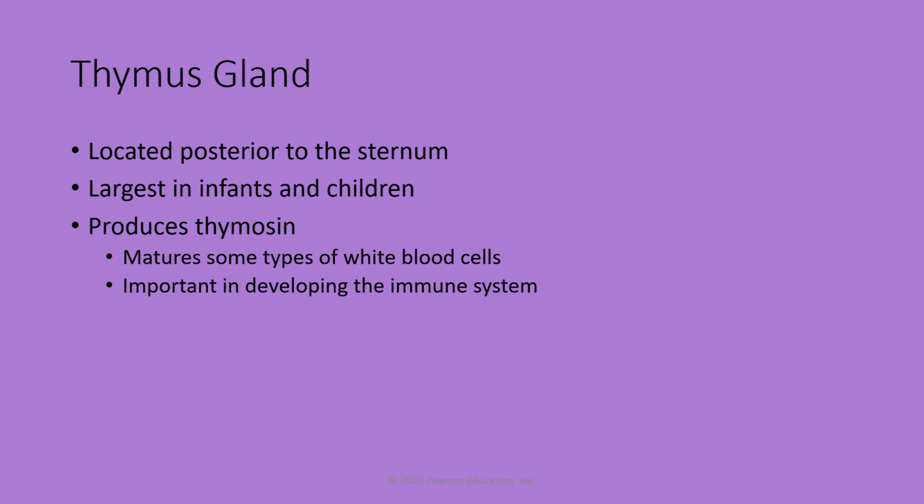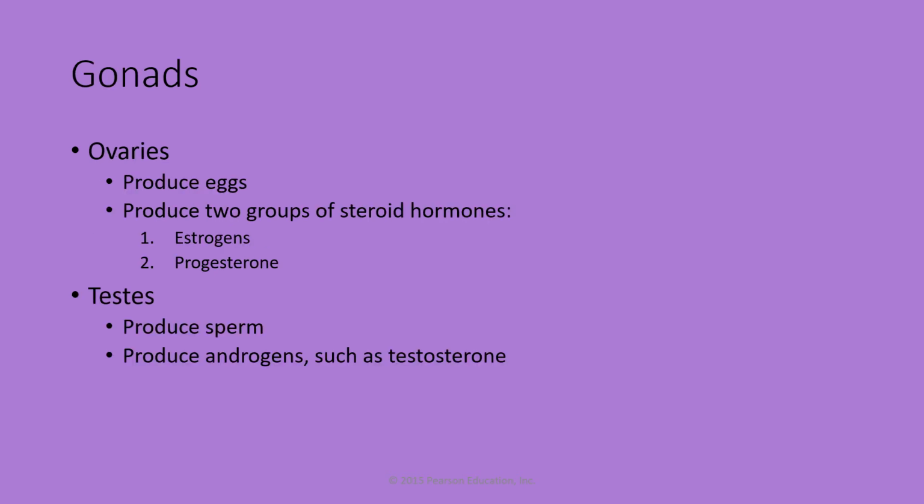The thymus gland is located posterior to the sternum. It is largest in infants and children, and then it tends to get smaller, kind of shrinks in size as you get older. It is very important with the immune system, and that is where what's known as your T cells, your T lymphocytes, will mature in the thymus. And that's involved with the immune system for protection for you.